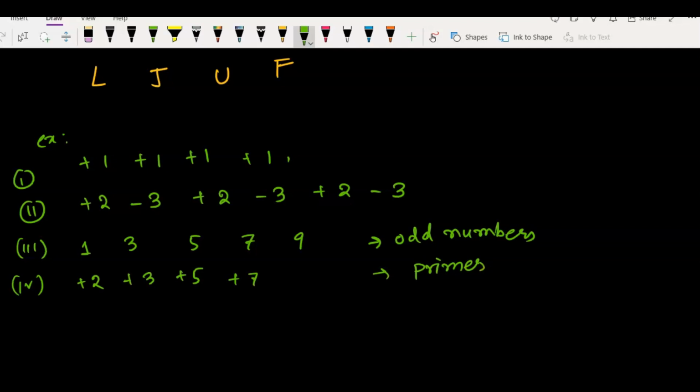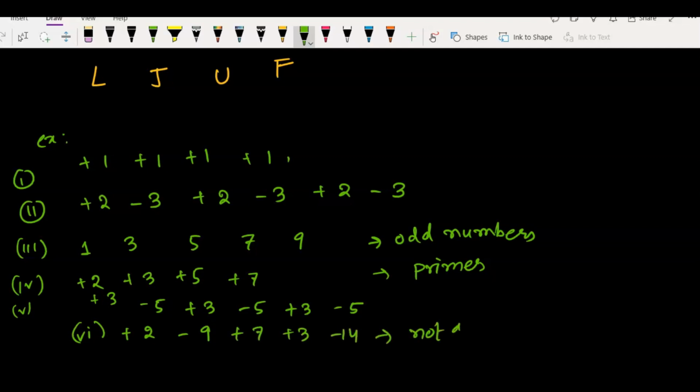Again we may have some sequence like this, plus 3, minus 5, plus 3, minus 5, plus 3, minus 5. These are also logical sequences. Another example, suppose we have something like plus 2, minus 9, plus 7, plus 3, minus 14. This is not a logical sequence. So to solve the questions of coding decoding, we always have to find a logical sequence. The logical sequence is where there is a pattern, so we have to find the pattern.